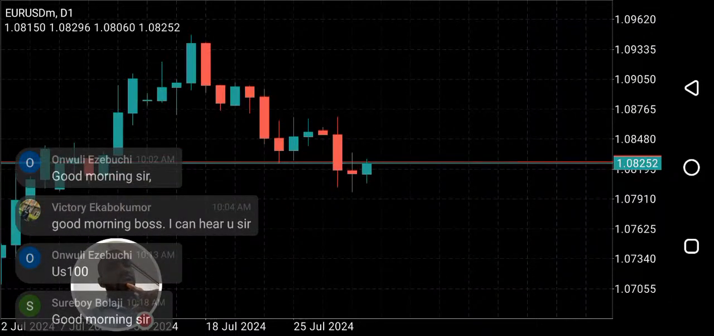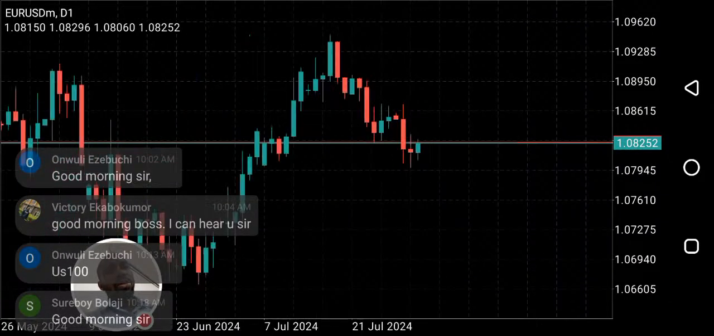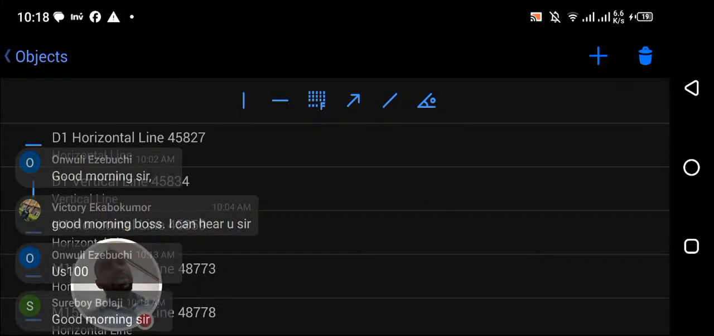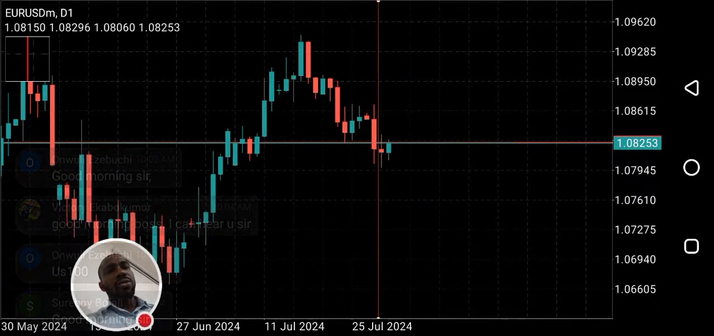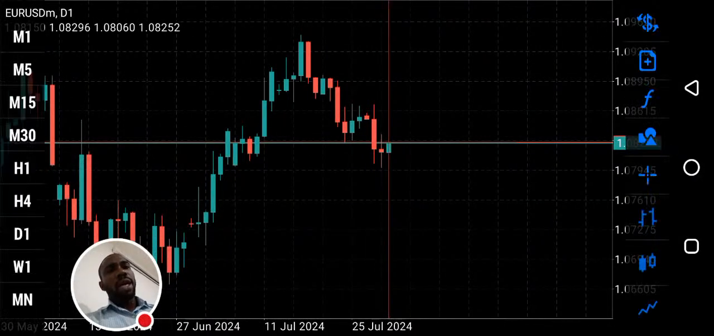The news favored euro. So you can see what's playing out on euro right now. Yesterday's candle closed as a spinning bottom.